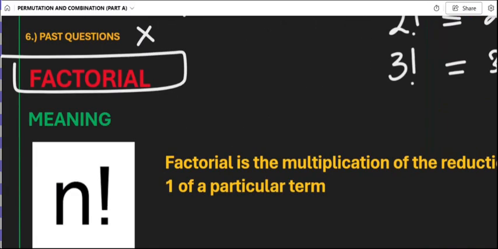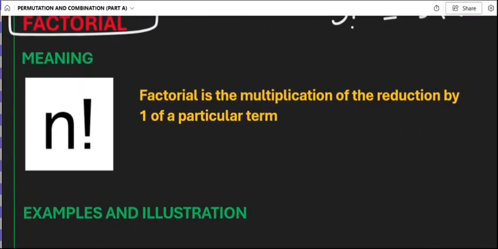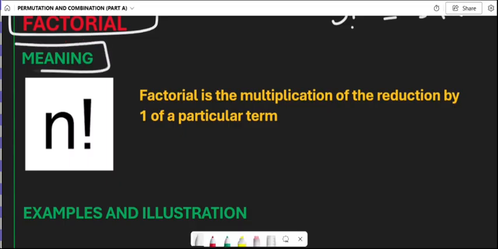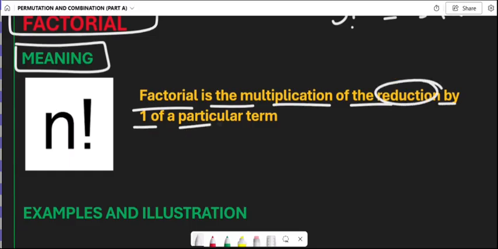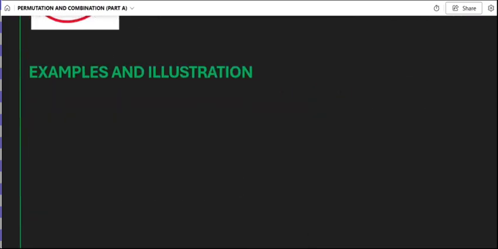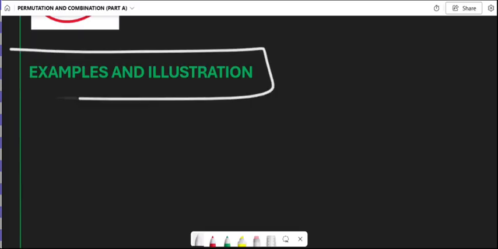But let's also go to the definition of factorial. What is the meaning of factorial? It is written down here that factorial is the multiplication of a particular term by successive reductions of 1. A quick example is what we have here. We have n factorial. It means that I'm going to be reducing n by 1, while multiplying each term by the next.